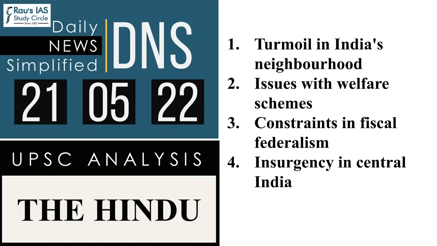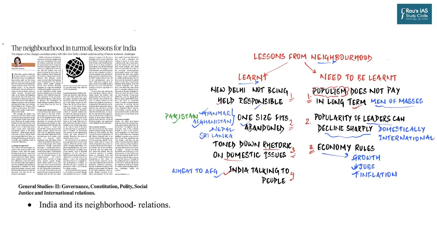The first article which we have taken has appeared on page number 8 on the editorial page, The Neighborhood in Turmoil: Lessons for India, which talks about 5 neighboring countries, namely Myanmar, Nepal, Afghanistan, Pakistan and Sri Lanka, going through non-electoral changes at the top.